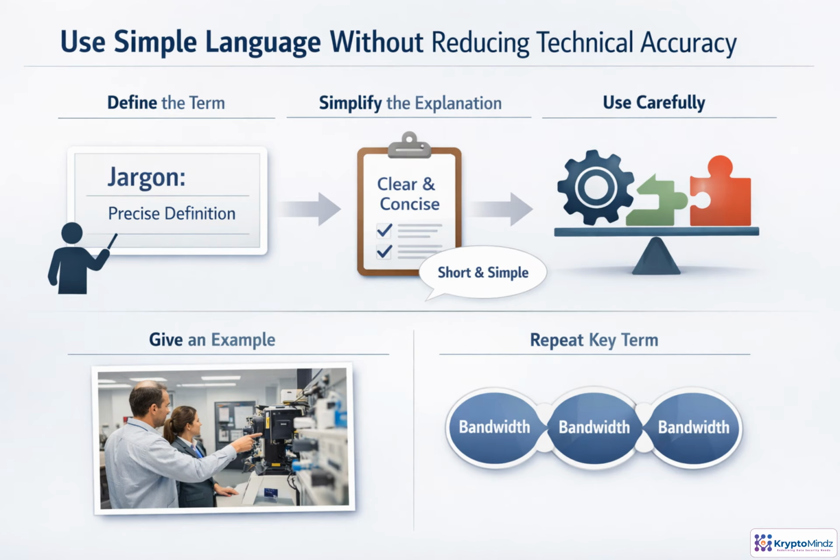Clear language is not the same as dumbing content down. Keep the technical idea intact, but make the path easier to follow. Define a term before you rely on it. Break long explanations into shorter sentences. Use an analogy only if it preserves the meaning. Then repeat the same key term consistently, so learners build confidence with the real vocabulary instead of chasing new wording.